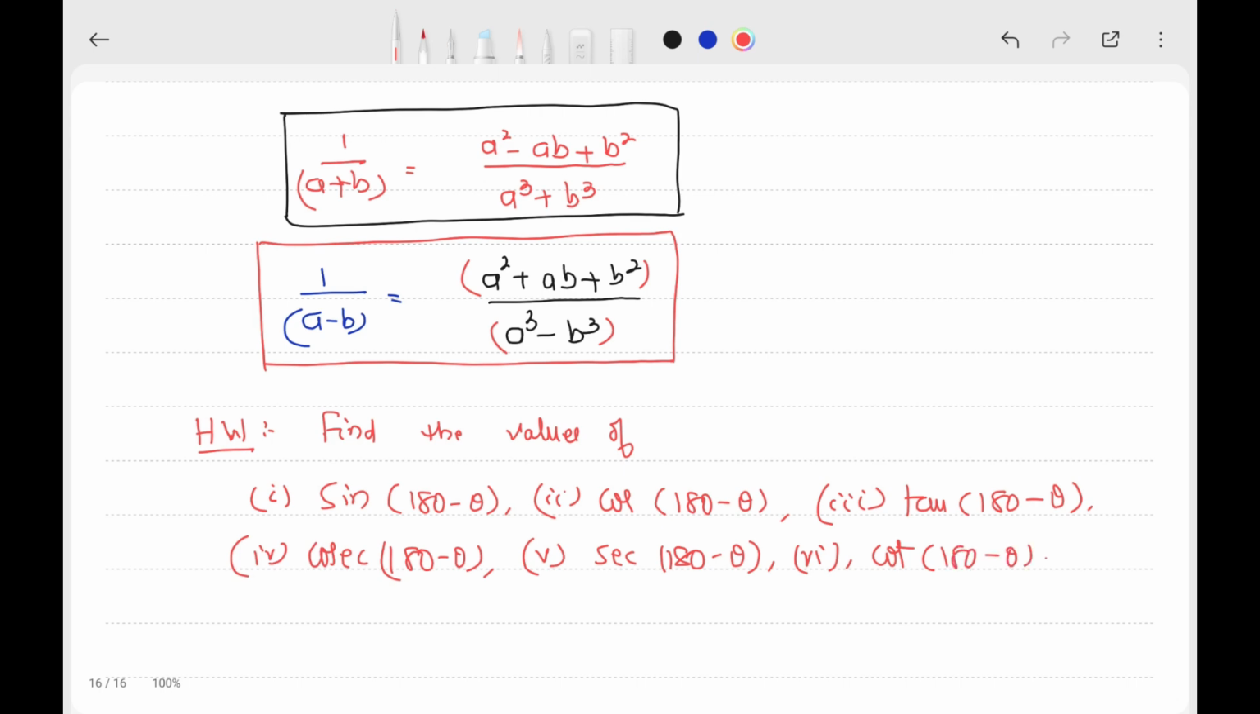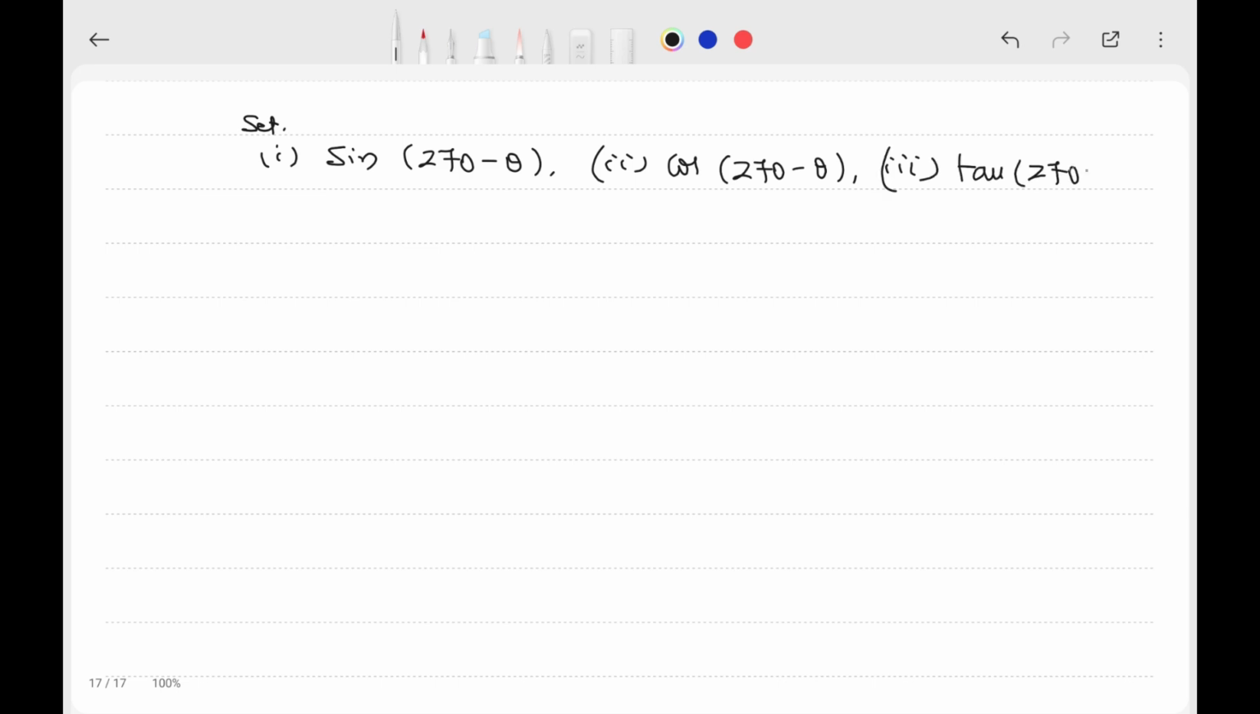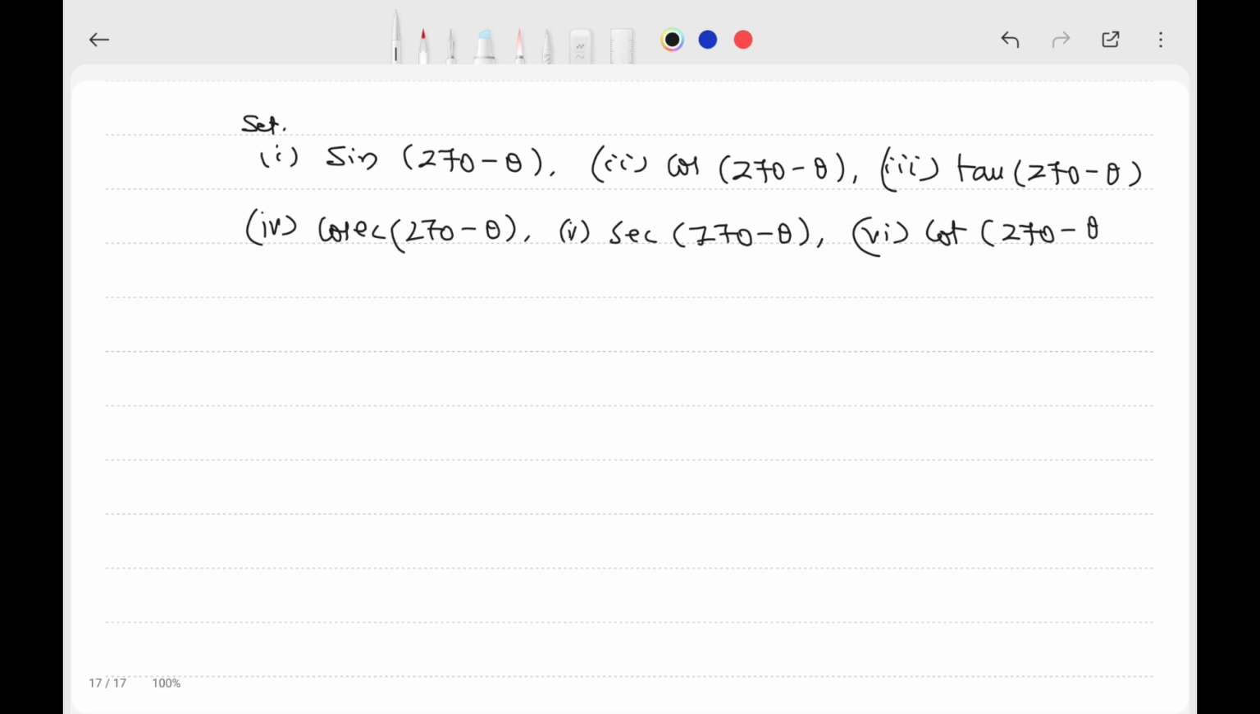Don't stop here only. Find another set. Sin 270 minus theta, cos 270 minus theta, tan 270 minus theta, cosecant 270 minus theta, secant 270 minus theta, cot 270 minus theta.